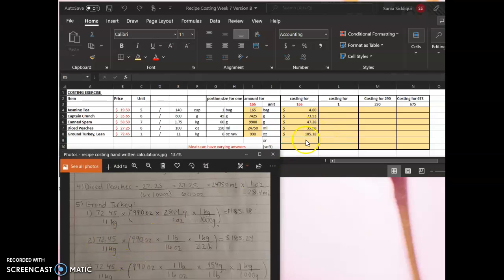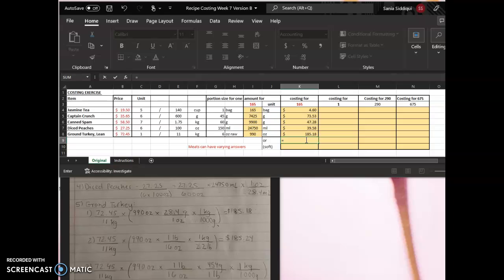Again, we will take the 72.45, divide that by 11, and then multiply that by, this time, a conversion from ounces to lb, and then from lb to kg. So we're going to take 990, divide it by 16, and then divide it again by 2.2.